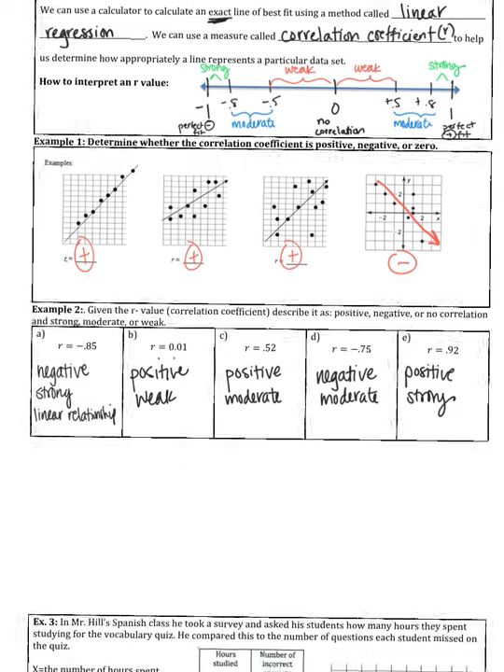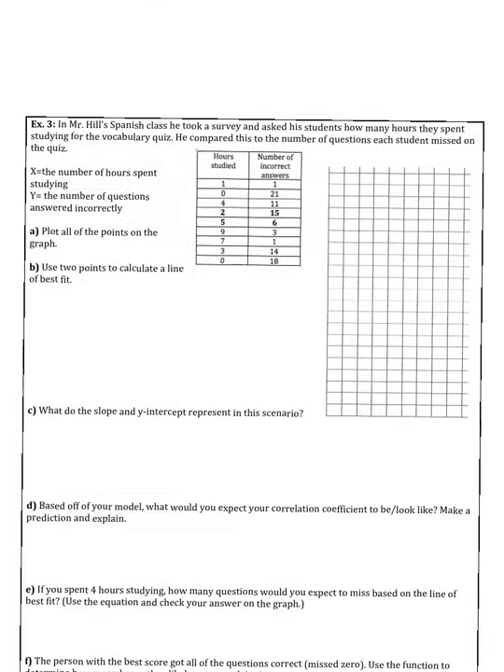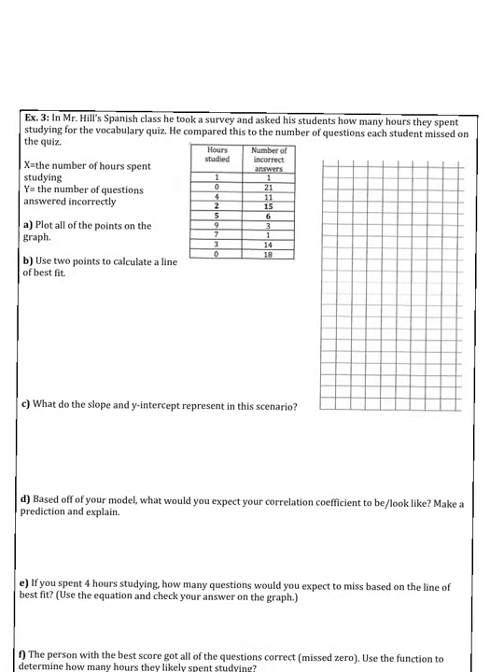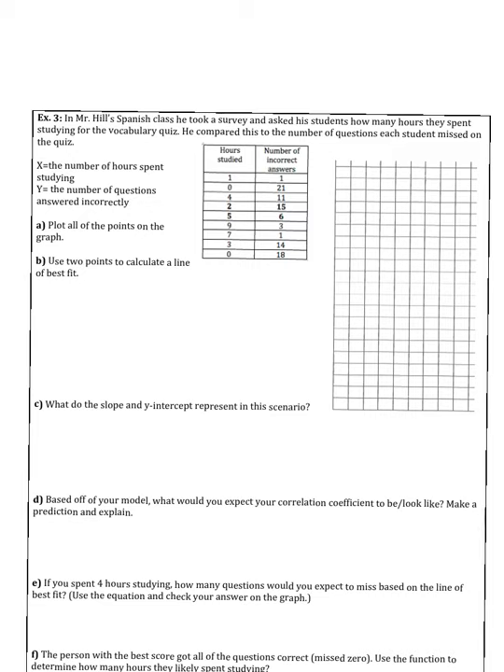All right, let's move on to example 3. This says, in Mr. Hill's Spanish class, he took a survey and asked his students how many hours they spent studying for the vocabulary quiz. He compared this to the number of questions each student missed on the quiz. X is the number of hours spent studying, and Y is the number of questions answered correctly.